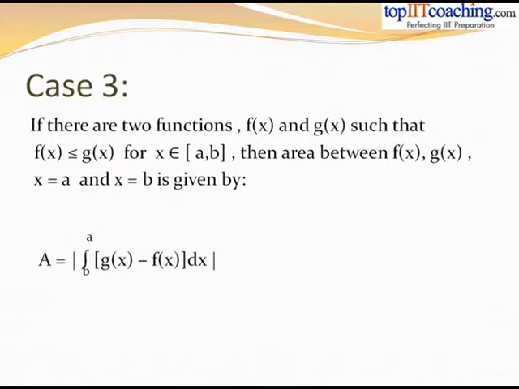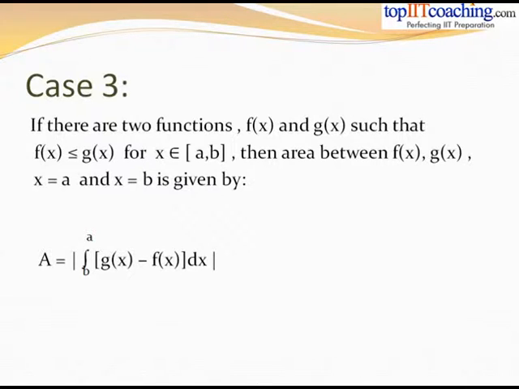Thus, if there are two functions f(x) and g(x) such that f(x) is less than or equal to g(x) for some interval a to b, then the area between f(x), g(x), the lines x equal to a and x equal to b is given by A equal to modulus of integral of g(x) minus f(x) from a to b. Thus we simply subtract these two functions, f(x) minus g(x) or g(x) minus f(x), and we integrate them from a to b.